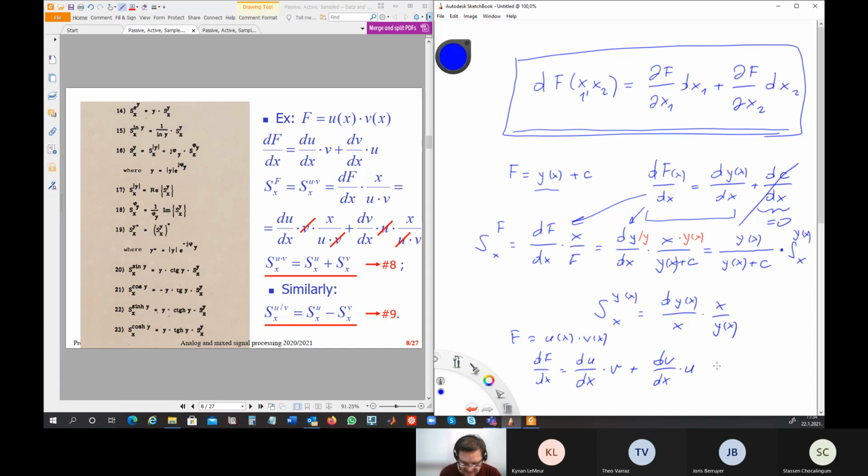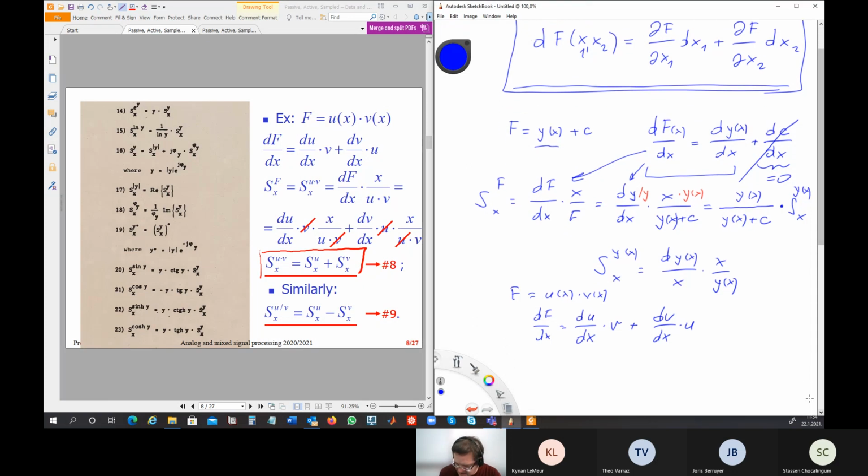And then you can define that after this calculation here, you can see that the sensitivity of u times v to x, of course, u is a function of x, v is a function of x, and then you can say, aha, this is S u plus S v over x. So this is another rule. This is rule number 8. And here, this is rule number 12.